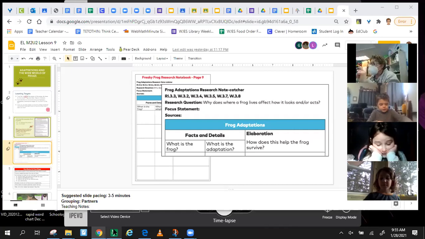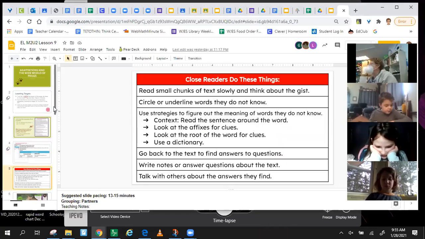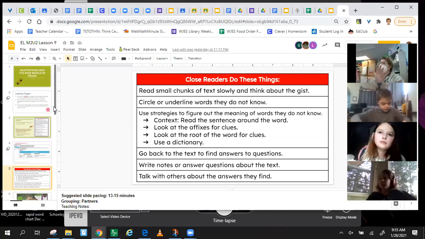But first, we have some other things to do. We are going to take an opportunity to do some close reading first. So let's remember what a close reader does before I tell you what pages, because as soon as I tell you what pages, you guys want to start writing and reading. So let's talk about close reading real quick.